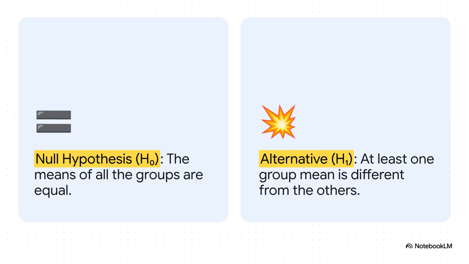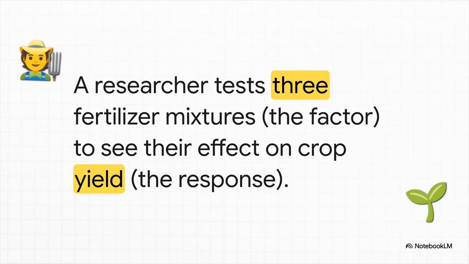That's the alternative hypothesis. To make this super clear, let's imagine a farmer. The one factor she's testing is fertilizer mixture. She's got 3 different types. The response she's measuring, that's her crop yield. A one-way ANOVA is the perfect tool to tell her if there's a real, significant difference in how much her crops grow based on the fertilizer she uses.